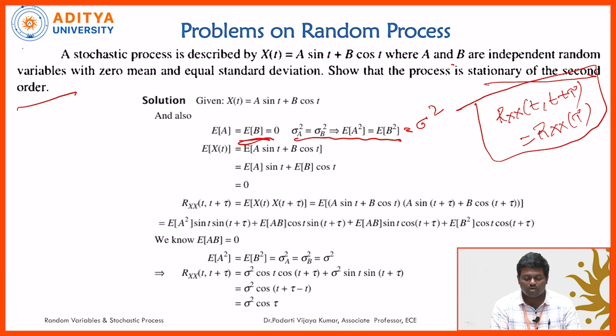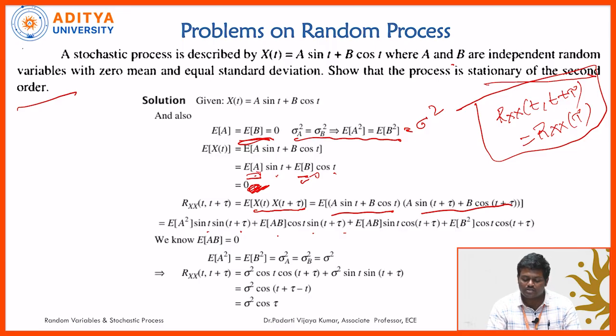Now, expectation of x of t, expectation of A sin t plus B cos t. Expectation of A times sin t plus expectation of B times cos t. Given expectation of A is 0 and expectation of B is 0, we get 0 into sin t plus 0 into cos t, so the answer will be 0. Next, we will compute the autocorrelation function, expectation of x of t into x of t plus tau. Substituting and multiplying, we get expectation of A square sin t sin(t plus tau), expectation of AB cos t sin(t plus tau), expectation of AB sin t cos(t plus tau), and expectation of B square cos t cos(t plus tau).